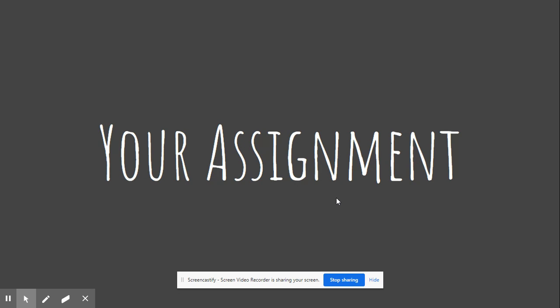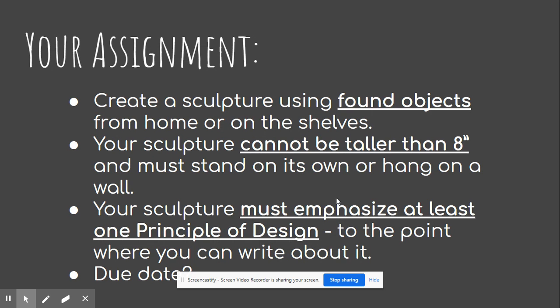So your assignment is going to be from here. You're going to create a sculpture using found objects from home or on the shelves here at school. I've got lots of shelves full of found objects. You are welcome to use anything in my room. So that means if you need to come in when you don't have class with me or during a study hall, you can completely do that at any point.